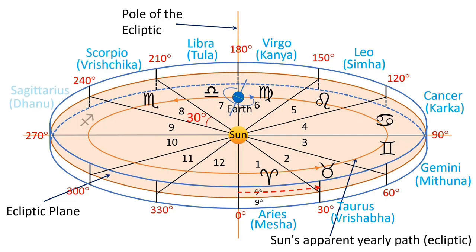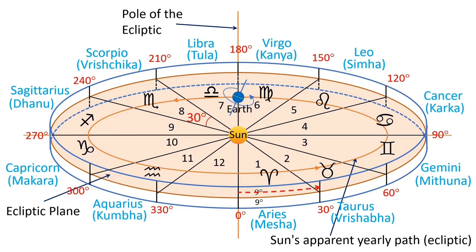Ninth is Sagittarius or Dhanu. 10th is Capricorn or Makara. 11th is Aquarius or Kumbha. And the 12th is Pisces or Meena. Please note that the order of these signs is fixed. That is, Aries or Mesha is always the first sign. Taurus or Rishabha will always come after it. And Gemini or Mithuna will be the next sign, and so on, until we reach the 12th sign, which is Pisces or Meena.